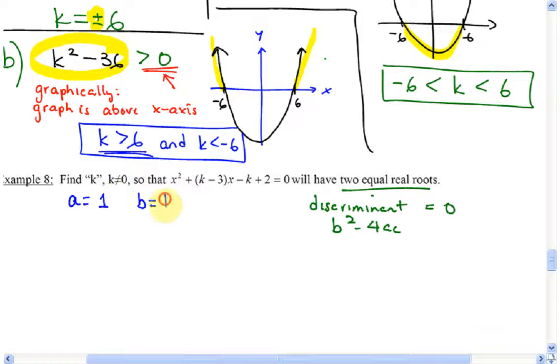K minus 3, yes. What's C in this case? Negative K plus 2, exactly. It's all this stuff, not just the plus 2, okay? K is a constant. You've got to keep it with it.